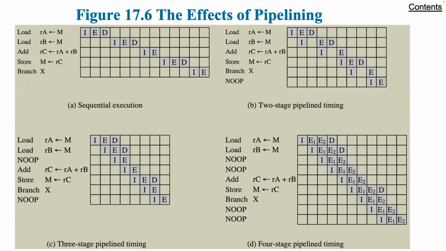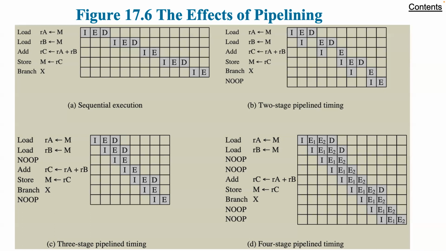For the load and store operations, 3 stages are required. First, we have the instruction fetch. Then we have E, execute, calculate memory address, and then we have D, memory: register to memory, or memory to register operation. Figure 17.6a depicts the timing of a sequence of instructions using no pipelining. Clearly, this is a wasteful process.